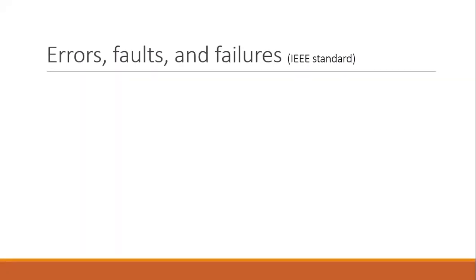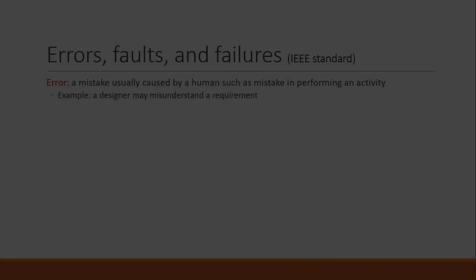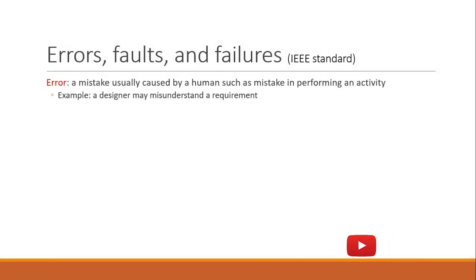According to the IEEE standard, IEEE has standards over there, and according to that, what is an error? An error is a mistake usually caused by humans, such as a mistake in performing an activity. For example, a designer may misunderstand a requirement, so that is an error. You give the designer a design, and he misunderstood the requirements.